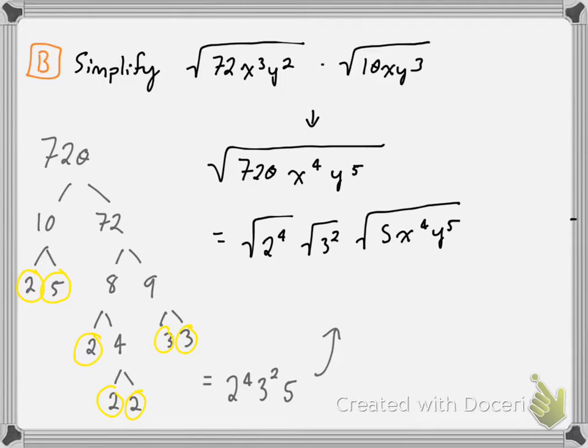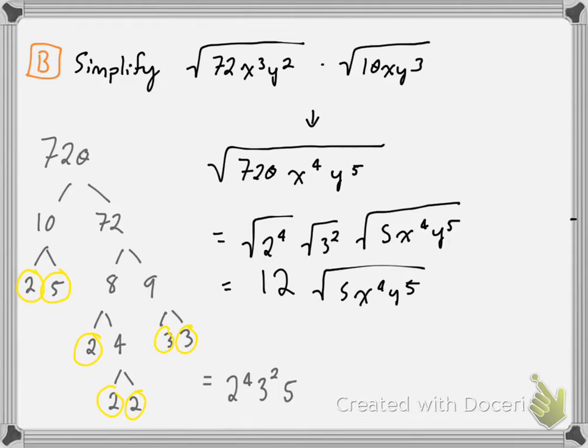Putting that under the radical, I'm going to move 2 to the 4th power and 3 squared outside of it to begin with. The square root of 2 to the 4th power is 4. The square root of 3 squared is 3. From there, 4 times 3 simplifies to 12, and I'm left with 5 times x to the 4th times y to the 5th under the square root.